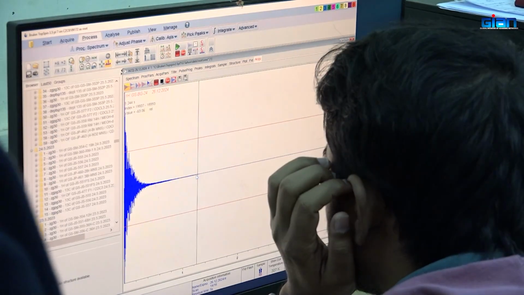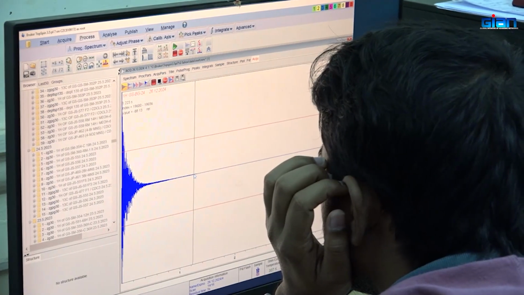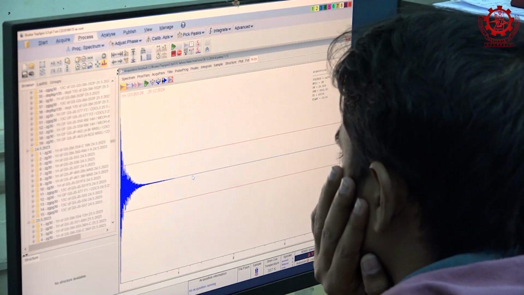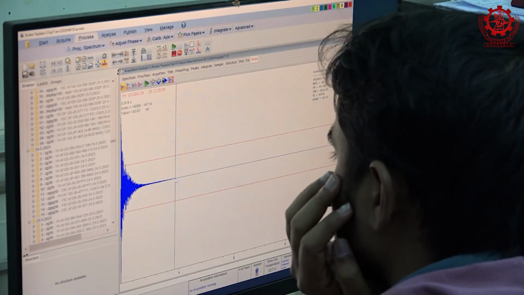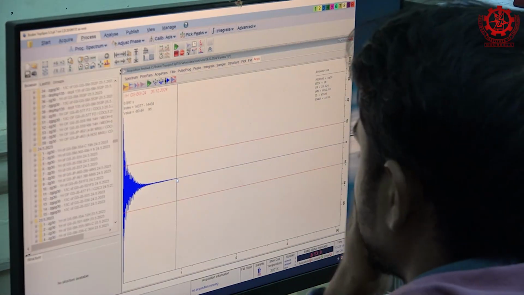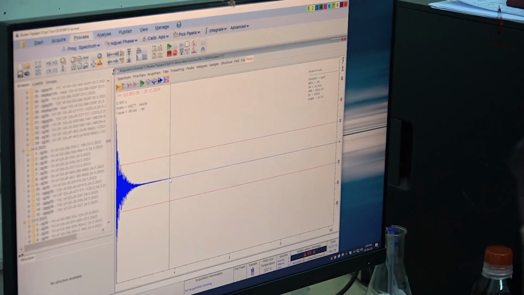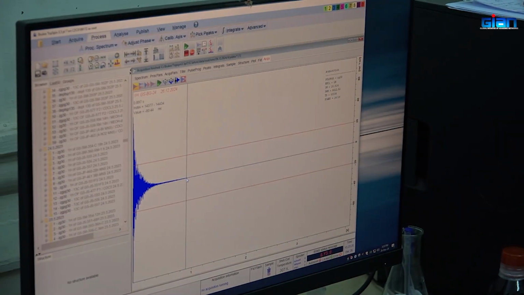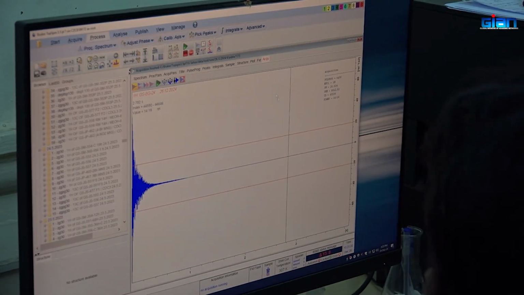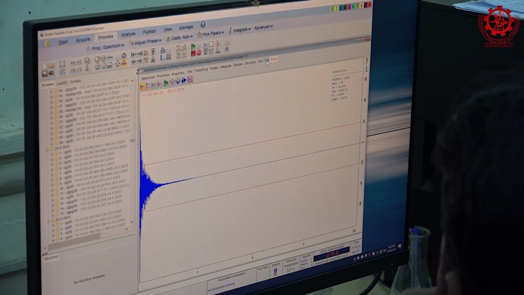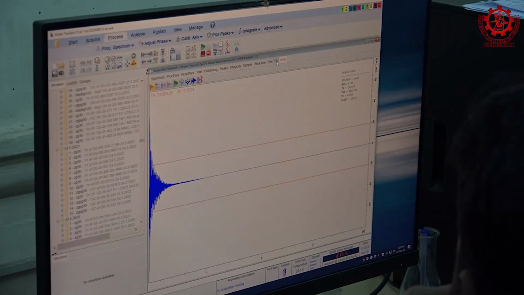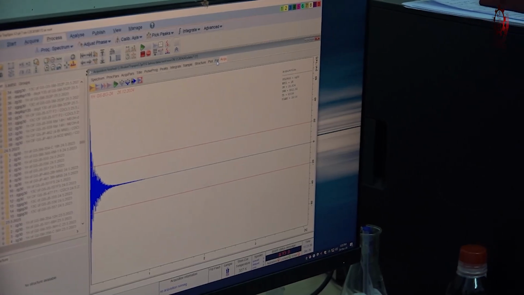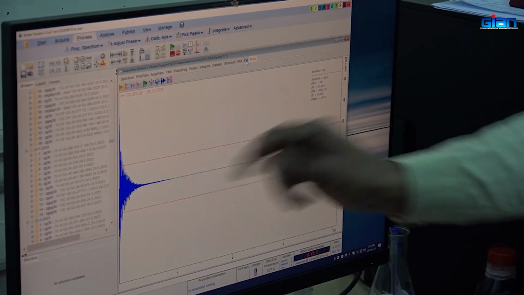So 2 levels, ground state, excited. When I give radio frequency, the nucleus will absorb, go here, and once it goes there, it will not be stable. Excited state is never stable. When I stop the radio frequency, it comes back. When it comes back, it will emit the radio frequency, right? Whatever it has absorbed, it will emit. Now that is shown here.